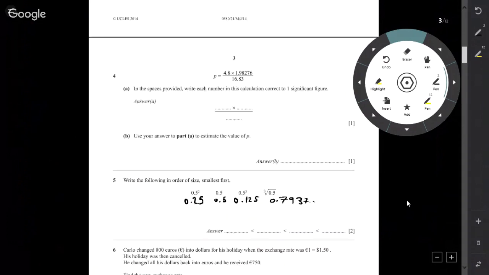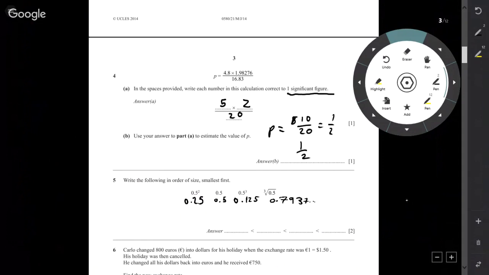All right, question number 4. Write each number from this equation to one significant figure. So 4.8, one significant figure, round that up to 5. Here, round that up to 2. 16.8, that rounds up to 20, one significant figure. Use the answer to part A to estimate the value of p. Well, if p equals this, then p must equal 5 times 20, which is 10, over 20, which equals a half. Therefore, the answer is a half.